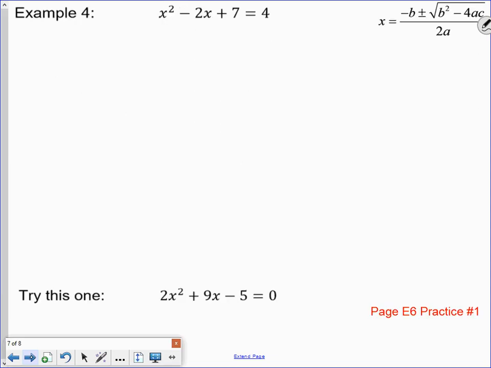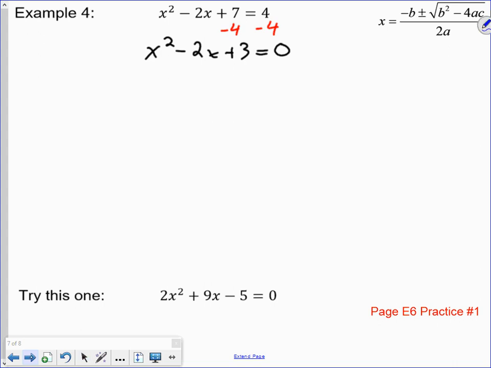All right. We'll look at one last one together, then I think you'll probably be ready to try one here. So we've got x squared minus 2x plus 7 equals 4. We've got to do the same thing we did last time. We've got to get rid of the 4 on this side by subtracting 4 from both sides and get this to be x squared minus 2x plus 3 equals 0.